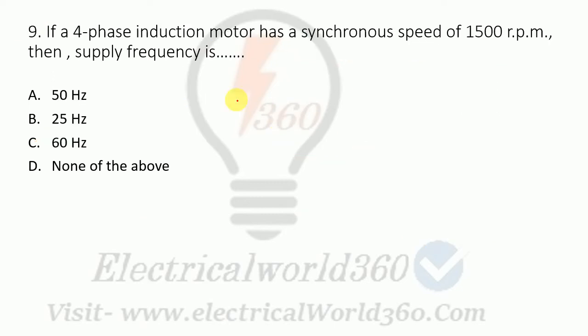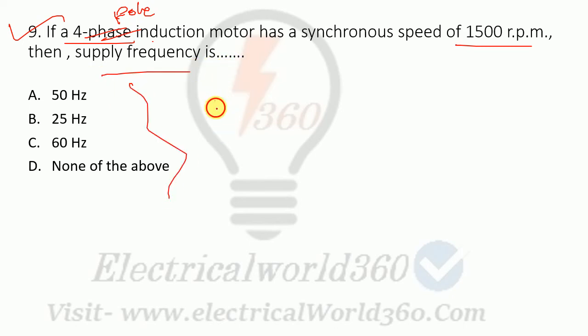This is the question number 9. If a 4-pole induction motor has the synchronous speed of 1500 rpm, then what will the supply frequency be? These are the options. So as we know, Ns is equal to 120 f by P.